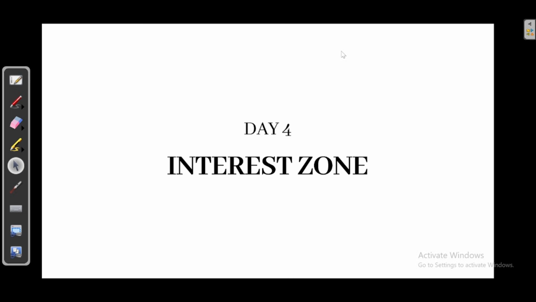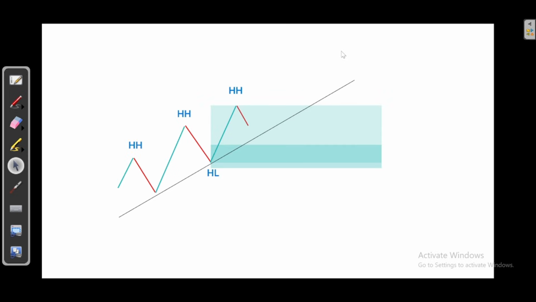Today we'll be looking at interest zone, and from the word interest zone, it means the zone that I desire to see or that I'm having interest for. So previously we have looked at market structure, and I explained that anytime you open your chart to analyze trade, the first thing you need to look out for is the trend of the market. This is a line explanation of it.